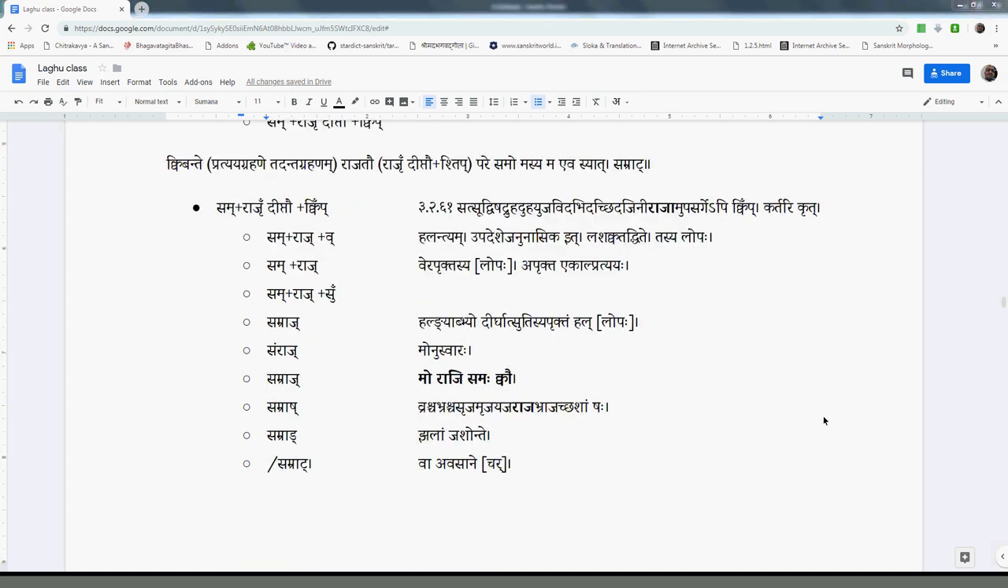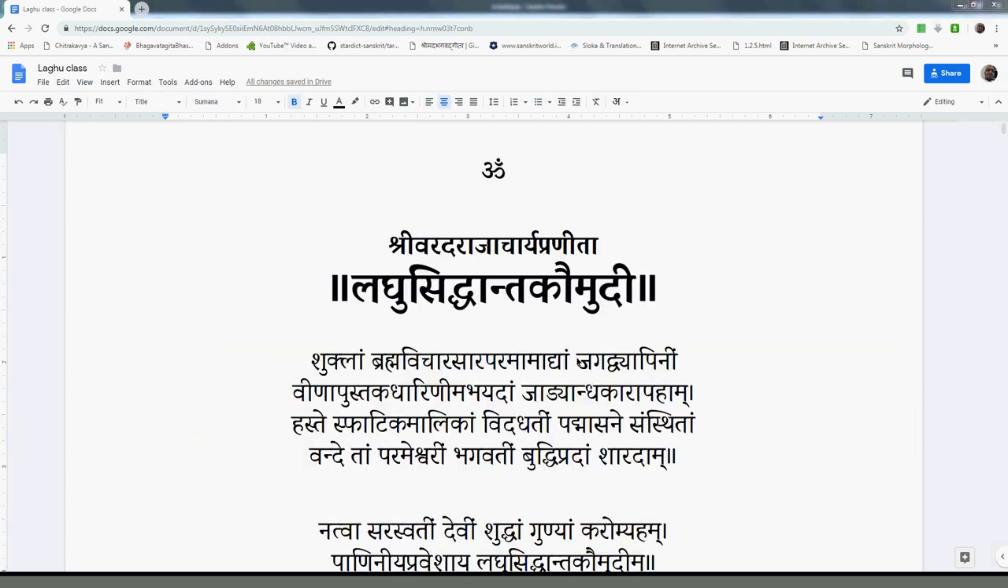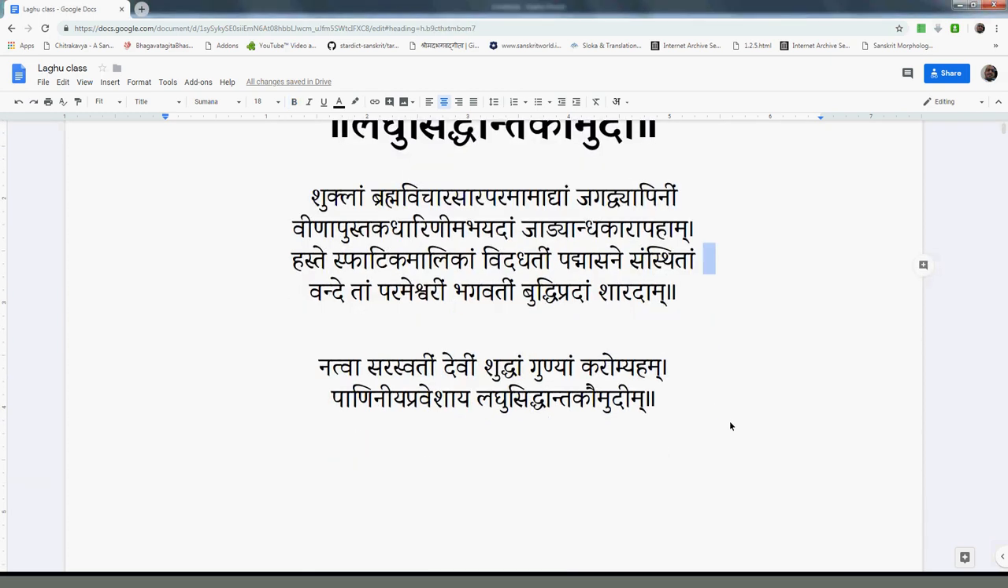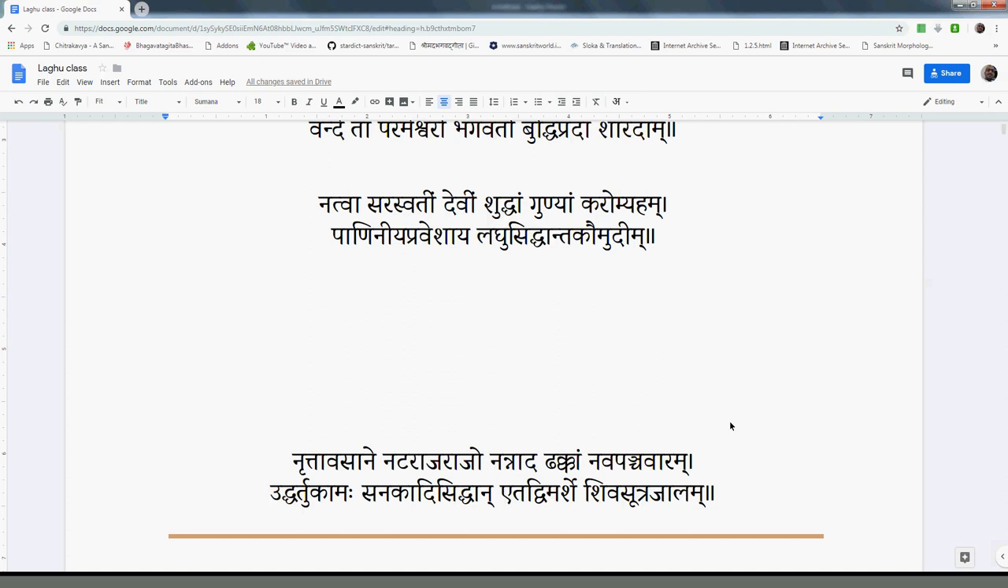So, we'll stop here. I overshot the timing. Vrtavasane nataraja rajo nana dhadakkanava panchavaram uddhartu kamasanakadi siddhaneta dvimarshe shiva sutra jalam.